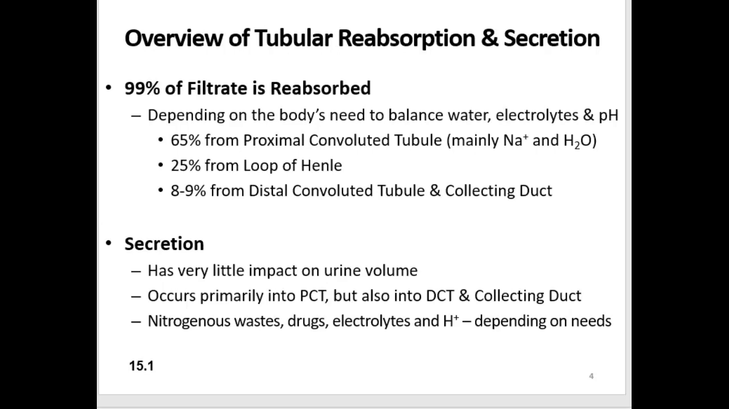Secretion really doesn't have much impact on urine volume, but it is going to be important, particularly in getting rid of some wastes that were not filtered, maybe wastes that weren't even in the bloodstream, they're in the interstitial space, so they need to be secreted into the nephron tubule. We get rid of some wastes that are byproducts of metabolizing drugs, pharmaceuticals, this way, as well as some salts and hydrogen ions. Secretion primarily happens in the proximal convoluted tubule, but also in the distal convoluted tubule and the collecting duct.